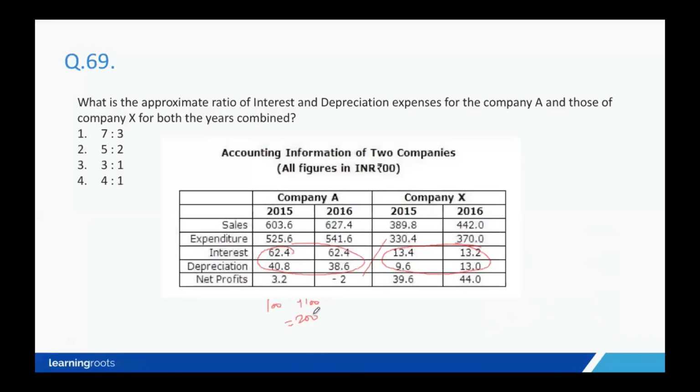So this becomes 200. 13 plus 9 is 22. This is 26. So this is approximately 48. Let me take it as 50. Doesn't matter. 200 by 50 will be approximately 4:1. So 4:1 is the answer in this case. Again, the ratios are pretty far apart, so it should not be a problem approximating it.